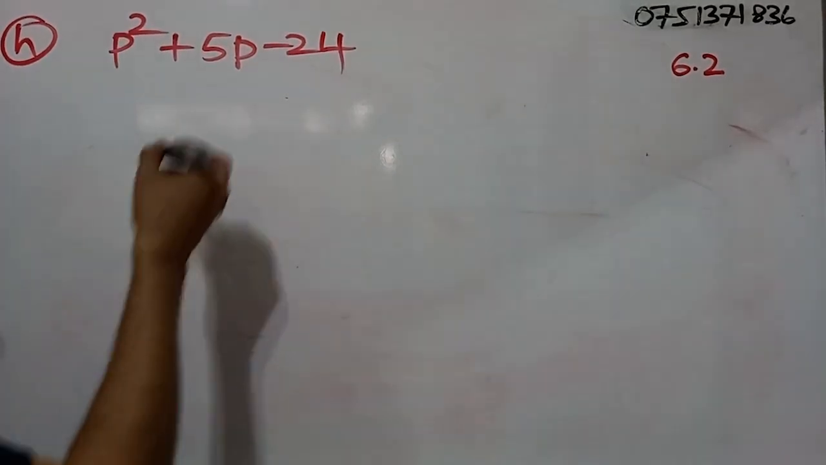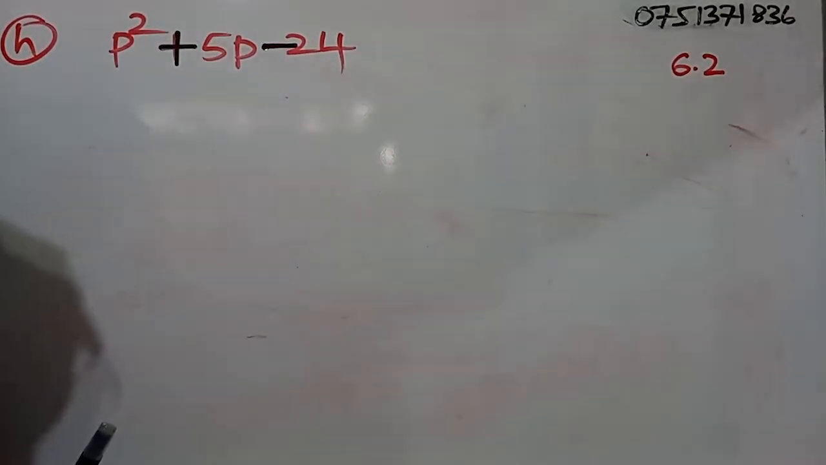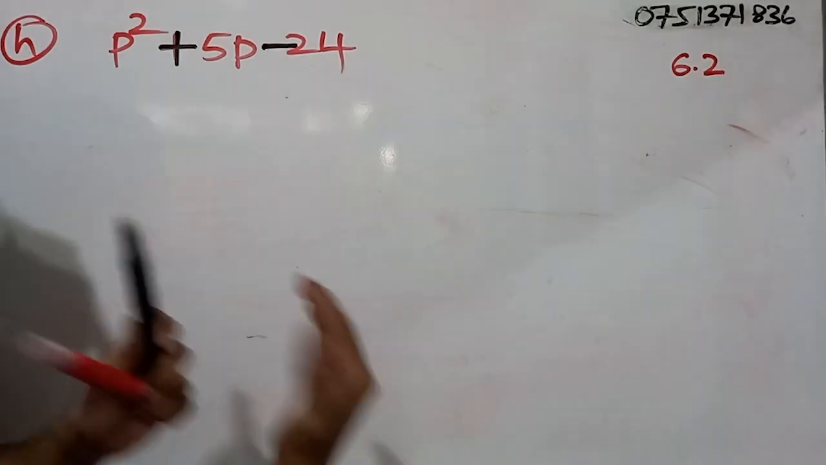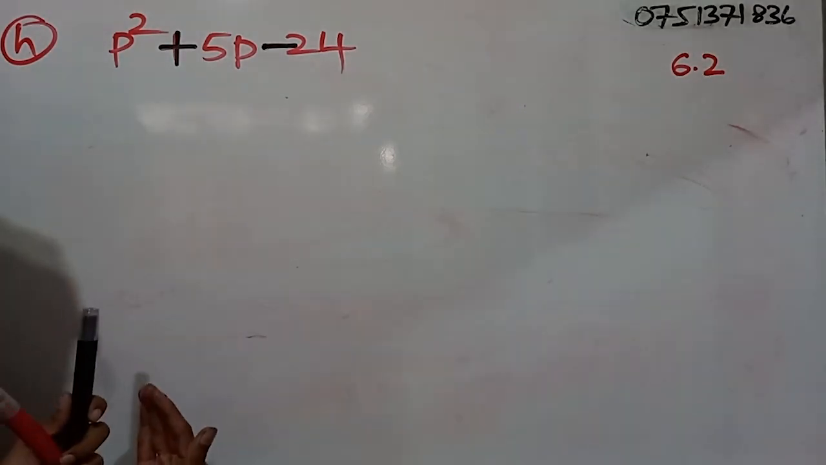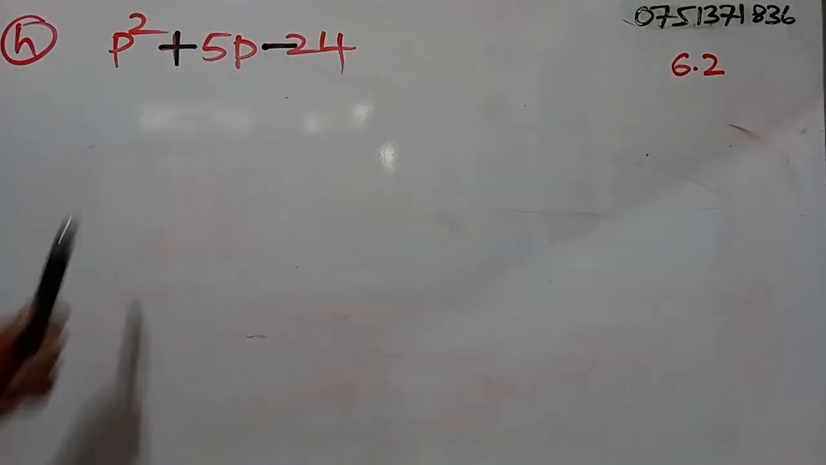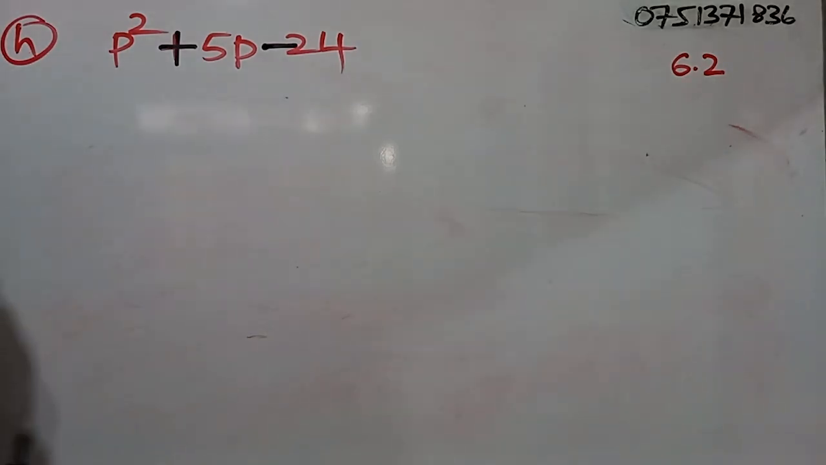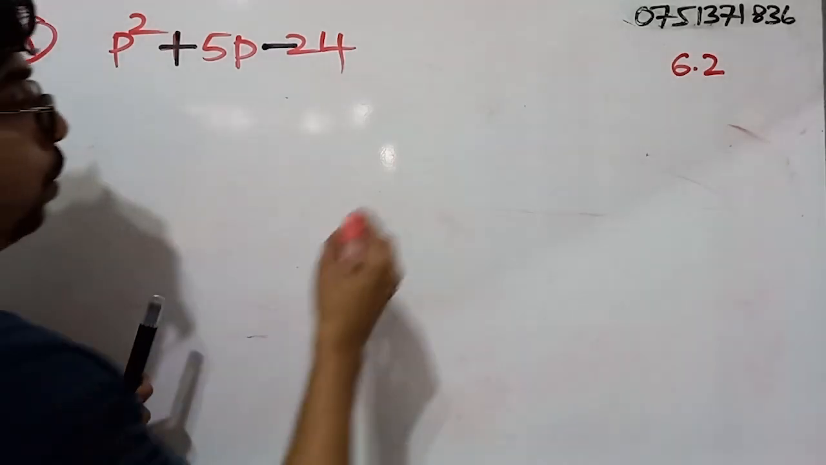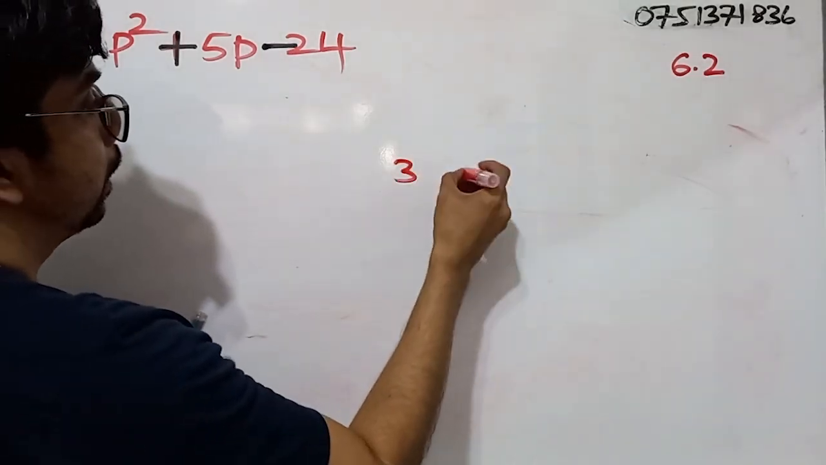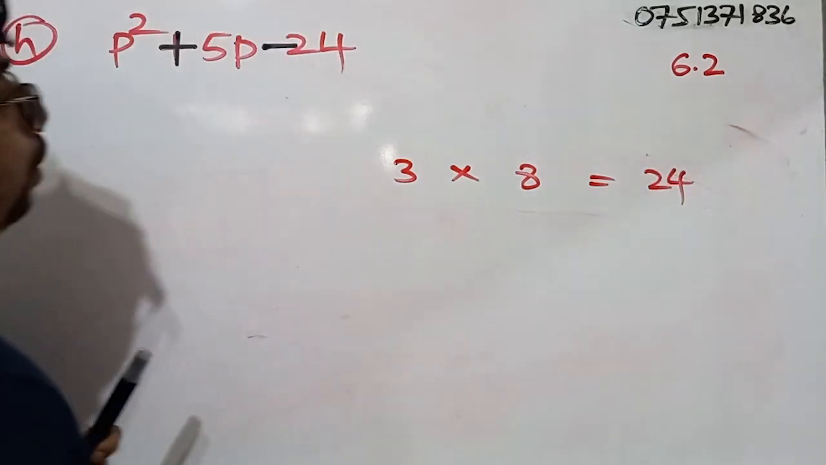Right, here also the same thing. We have a minus here, we have a plus here. Two factors, what should it be? One should be positive and the other one should be negative. When we multiply them, we must be getting what? Negative 24. So this is plus, that means out of the two factors, the largest one is positive. So we can take what? 3 and 8, no? 3 into 8, we know that is 24.